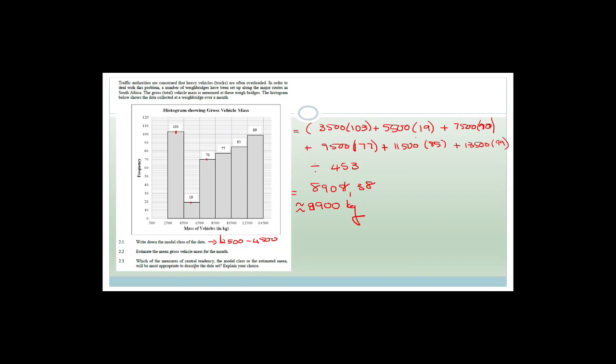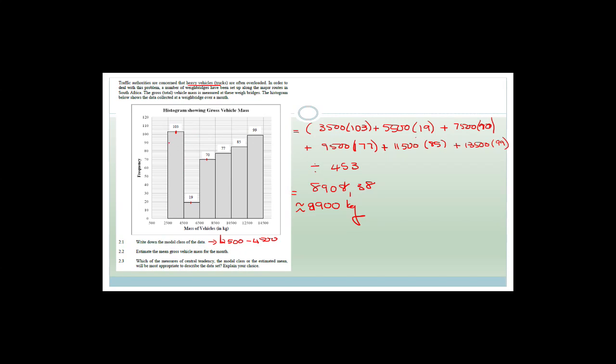Now it says, which of the measures of central tendency, the modal class or the estimated mean, would be the most appropriate to describe the data set? Explain your answer. I would say that the estimated mean would be a better way to describe the data set, for the simple reason that at the moment we're looking at whether or not the heavy trucks are being overloaded.